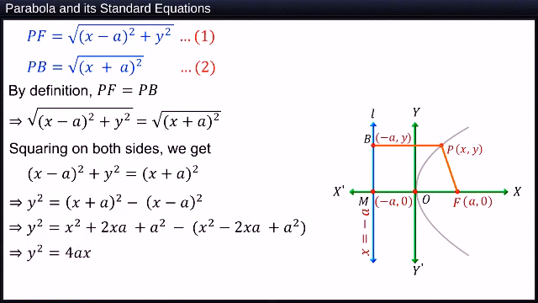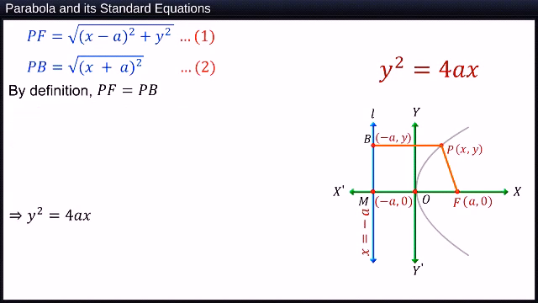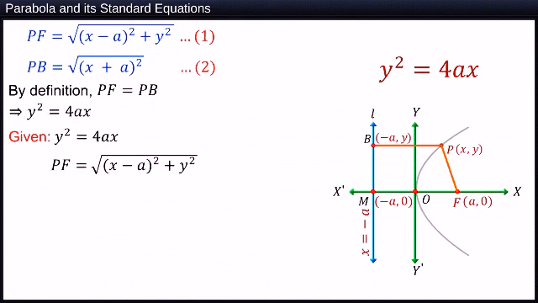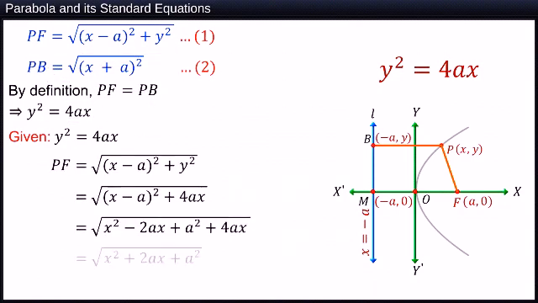y square is equal to 4ax. The equation y square is equal to 4ax represents the given parabola. Let us see if the coordinates of P as derived from the previous equation satisfy the geometrical condition stated in equation 1. Substituting the value of y square as 4ax in equation 1, we get PF is equal to PB. Thus, the geometrical condition is satisfied.